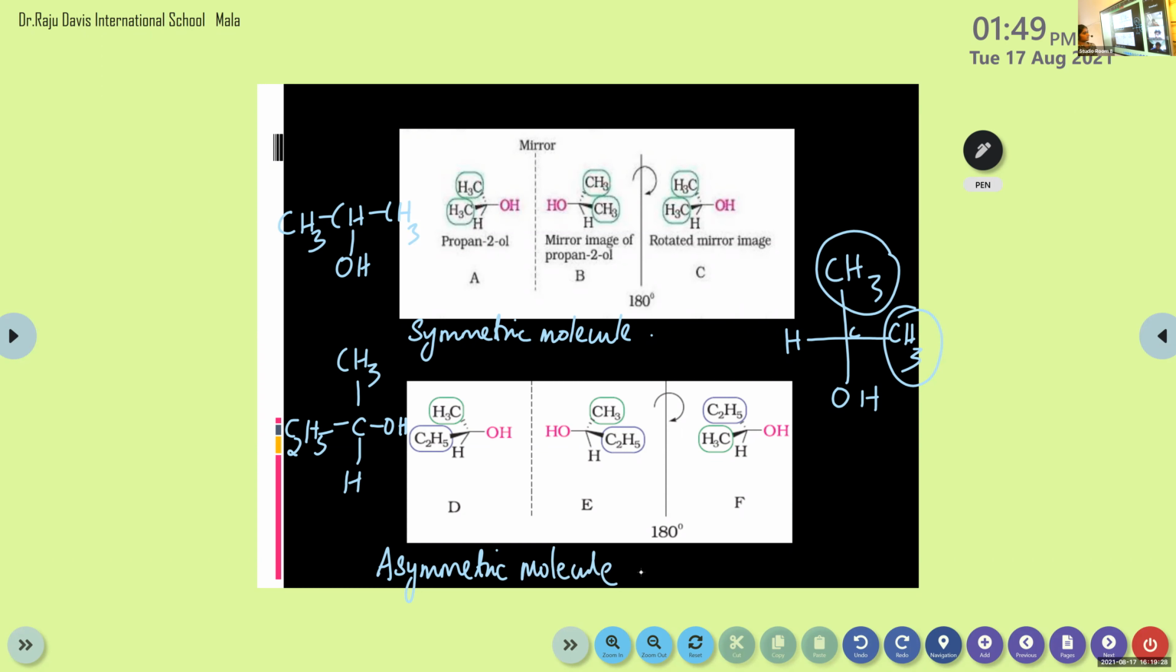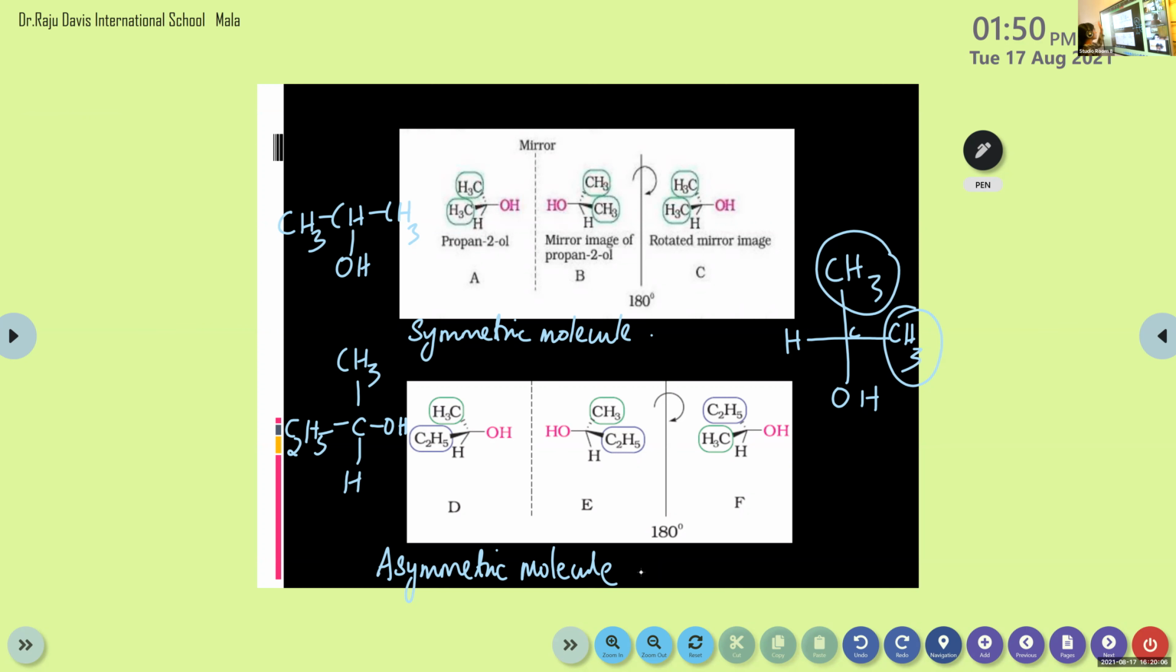To tell whether it is symmetric or asymmetric, we should find the mirror image and then rotate it 180 degrees. To find out asymmetric or not, just look at the number of different substituents present on the carbon atom. Then to check whether it is optically active or not, you have to consider both factors, asymmetry and their non-superimposable mirror images. If the four groups are different, it is asymmetric. But if the asymmetry and non-superimposable mirror image are there, then it will be considered as optically active.